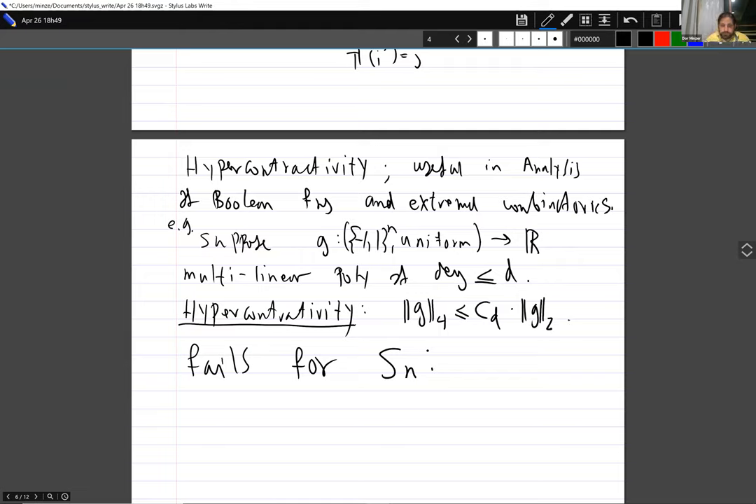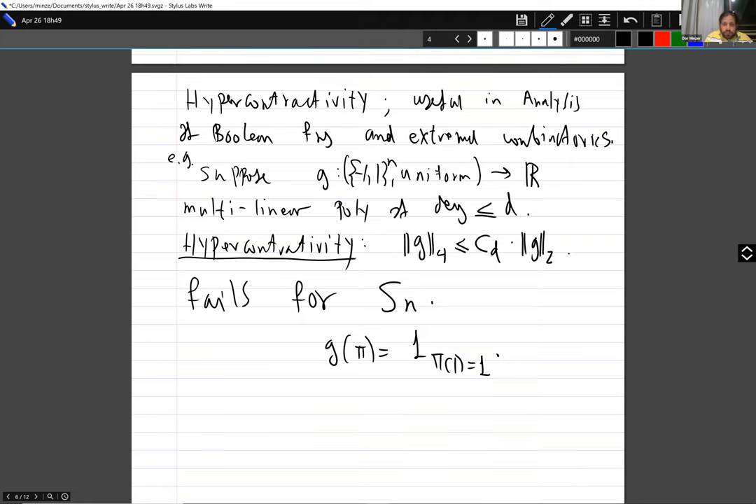And the reason is very simple. So you can take the function g of pi, which is one only if pi of one is equal to one. I didn't define what degree is for functions over S_n, but really any notion of degree that is reasonable would say that the degree of g is one. But at the same time, you can compute that the two norm of g is like one over n to the fourth, and the two norm is one over root n, so it fails.